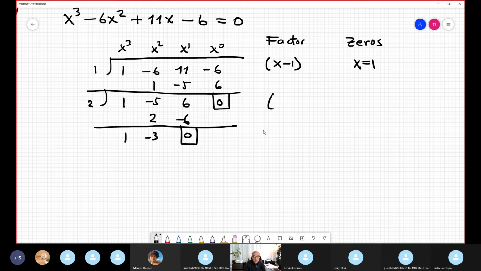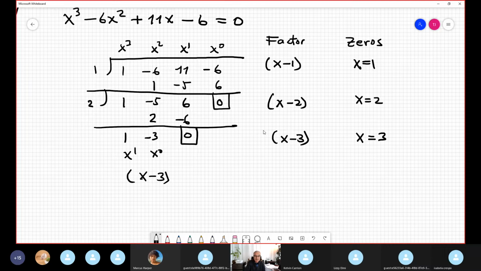I discover one more time that the factor x minus 2 belongs to the polynomial, okay, or x equal 2 is the 0, corresponding with the factor. And stop, because the quotient is x to the 0 and x to the 1, which is the factor x minus 3. Okay, x minus 3 is the last factor, and x equal 3 is the last 0.